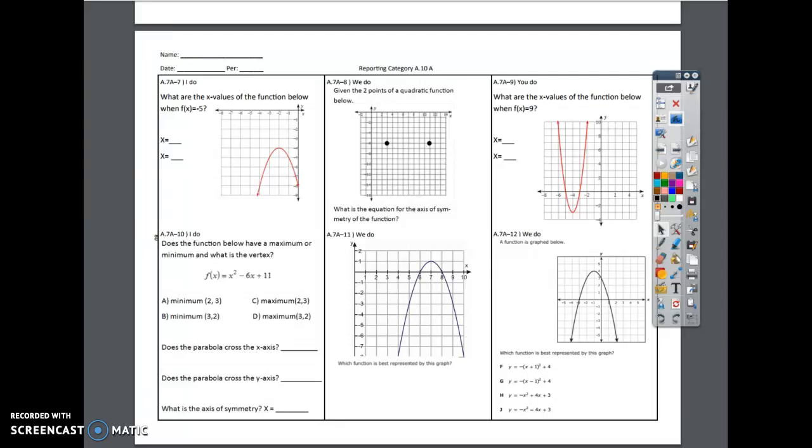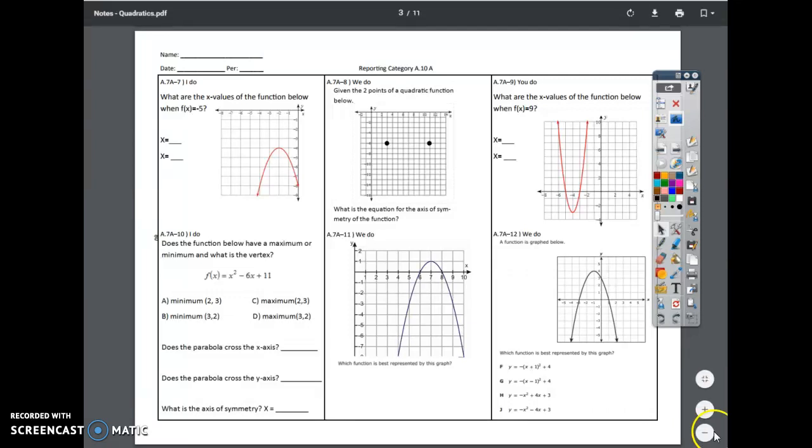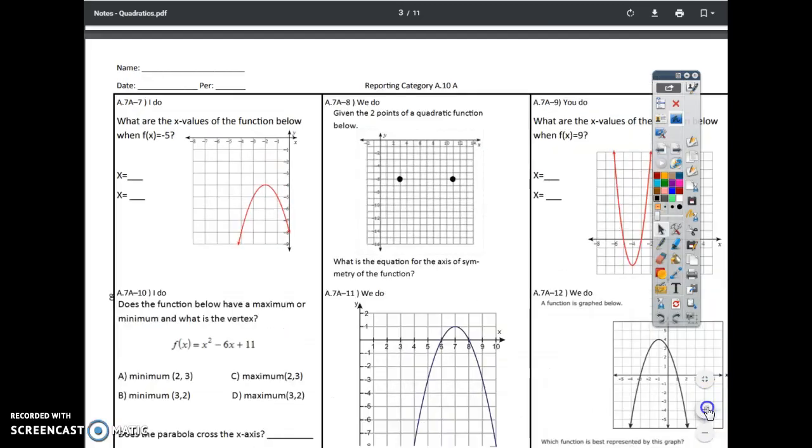Okay, for this one, we're on the back now. I'm going to do problem number 7 and problem number 11, and you are doing the rest by yourself.